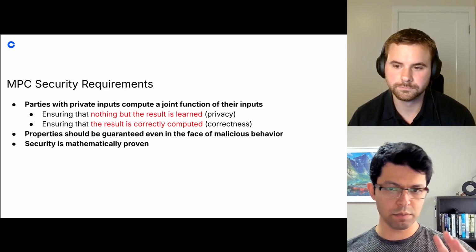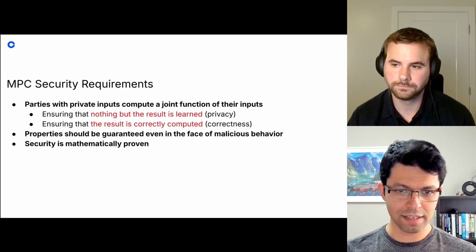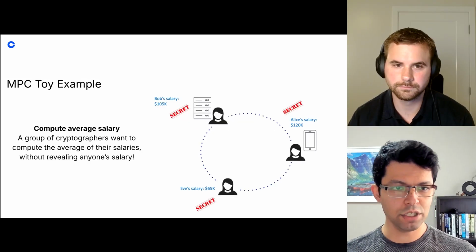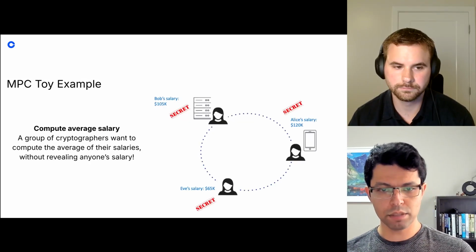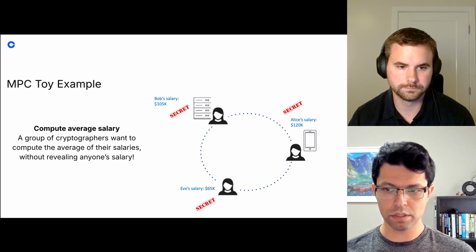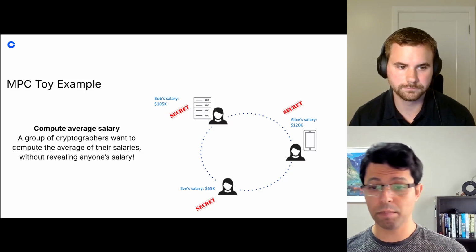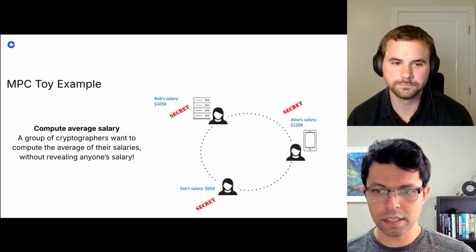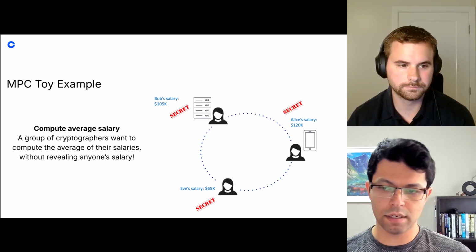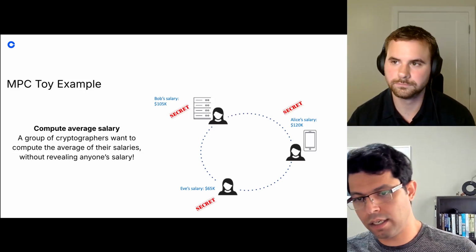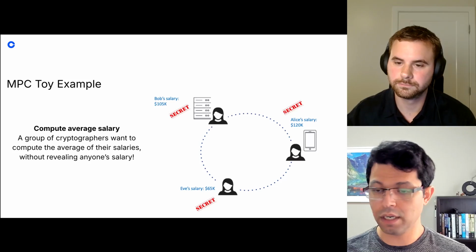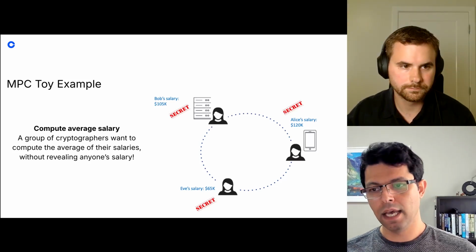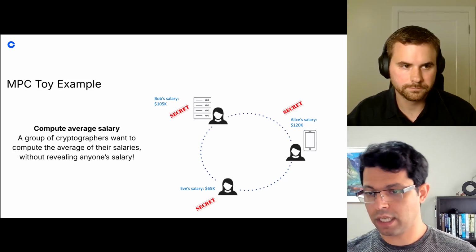All right. So that was a little bit of an abstract high-level definition. Let's make it a bit more concrete by talking about a toy example. Let's say we have a couple of cryptographers. They each have some salary, and they want to find the average of their salaries so that they can understand whether they are being underpaid or not.